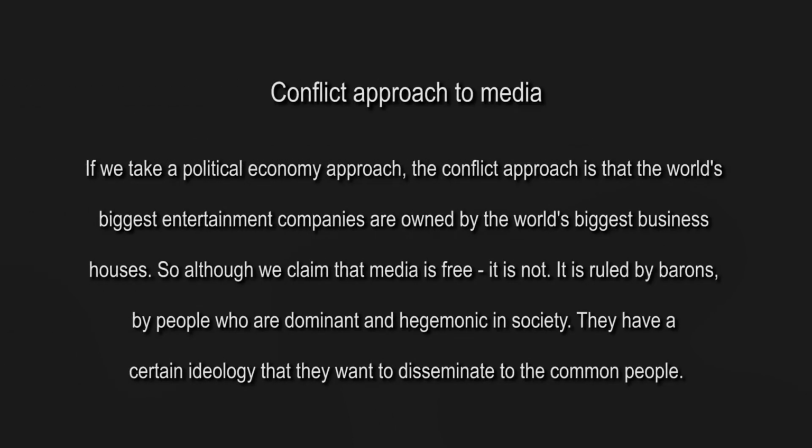There is also a conflict perspective. The conflict perspective of media, if we take a political economy approach, is that the world's biggest entertainment companies are owned by the world's biggest business houses. So although we claim that media is free, it actually is not. It is being ruled by what we call barons. It is being ruled by people who are dominant and hegemonic in society. They have a certain ideology that they want to disseminate to the common people.